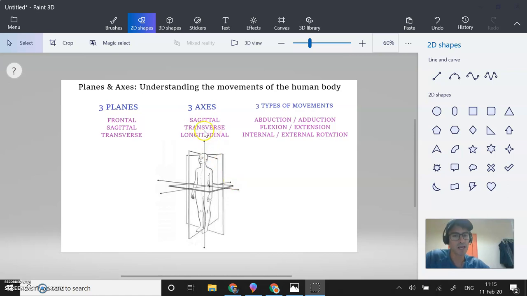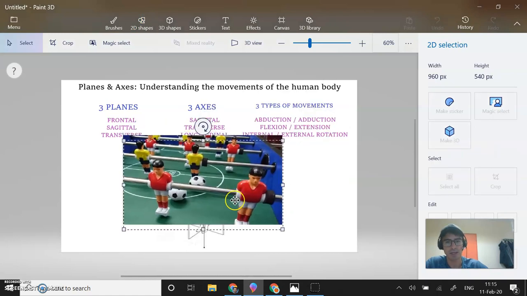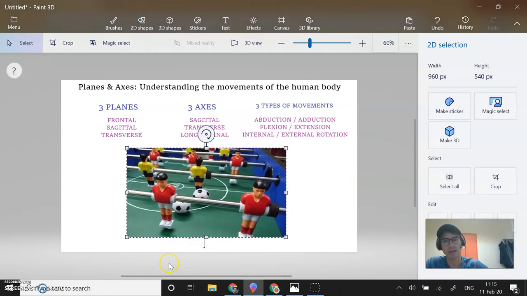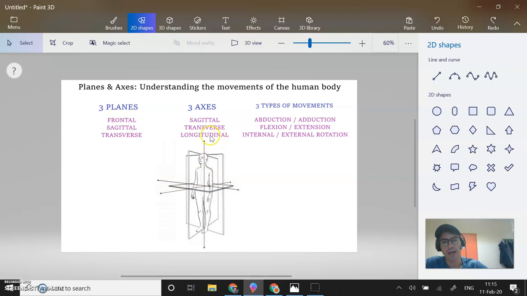Now we have the transverse axis, that is this one that goes left and right. And for me, it kind of looks like this mini soccer game, which figures move in a particular way. And then we have the longitudinal axis, which goes from the bottom to the top, and it looks like you're kind of hanging from your head. And those are the three axes.